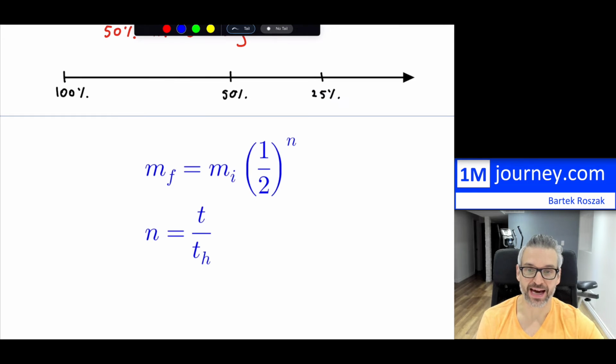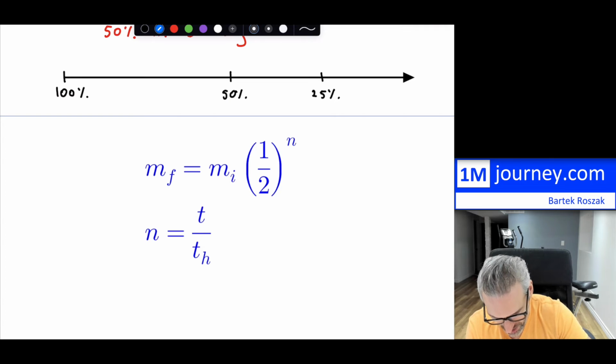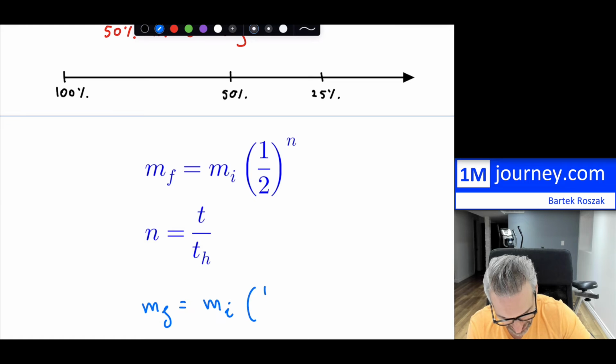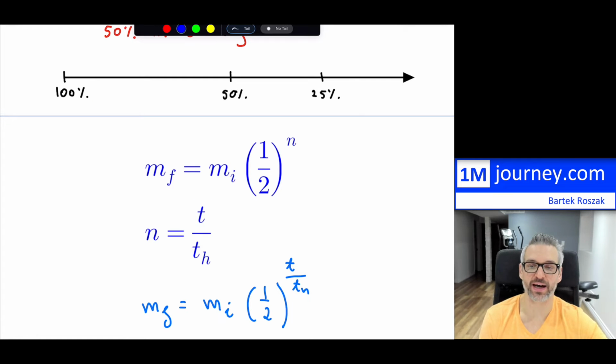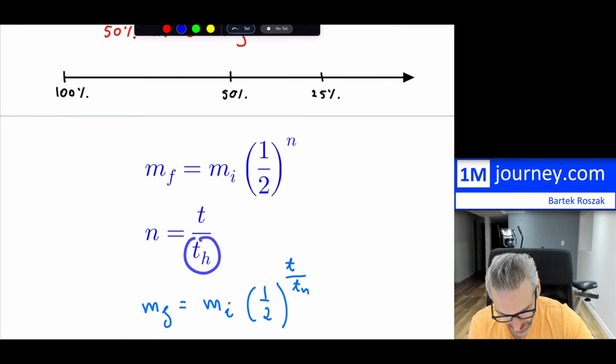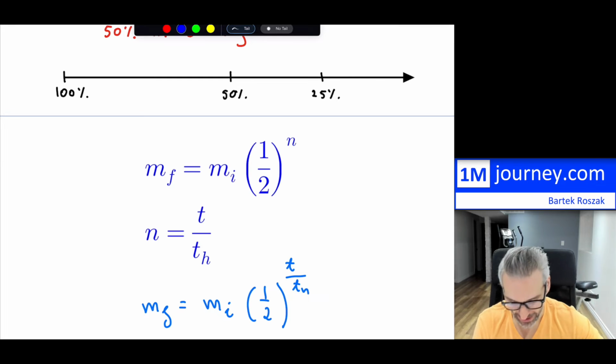Now, what is that? So notice N, you can write this out in one of two ways. You can just fully put this into the equation. So instead of writing N, sometimes you'll see this as T over the half-life time, where this T represents the amount of time that has passed by, and this T H represents one half-life time, whatever that might be.